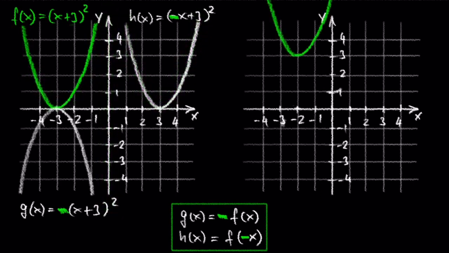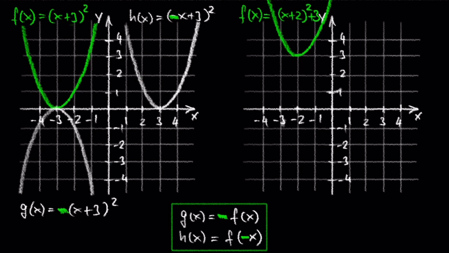Let's look at another example for the sake of practice. F of x equals (x plus 2) squared plus 3. How can we reflect the graph of this function about the x-axis and about the y-axis? Feel free to pause the video and try it yourself.